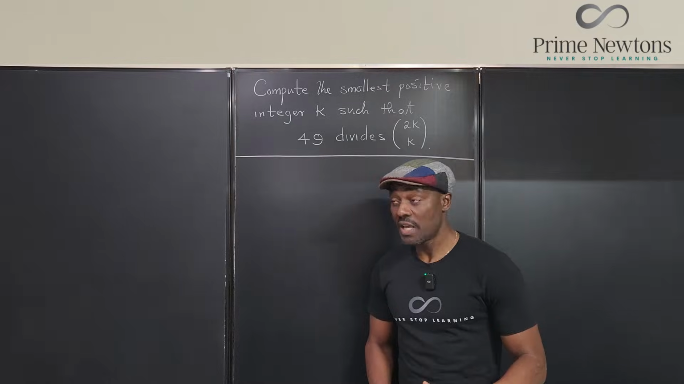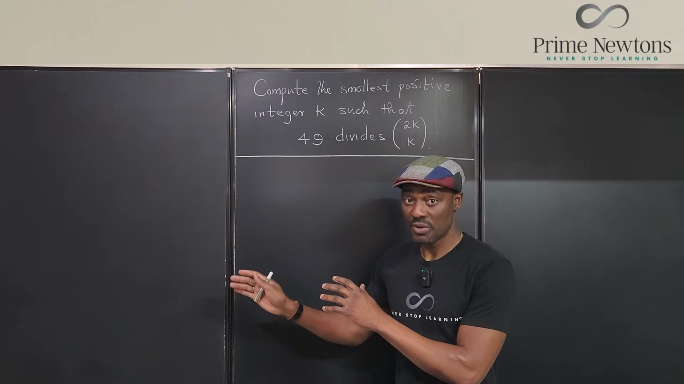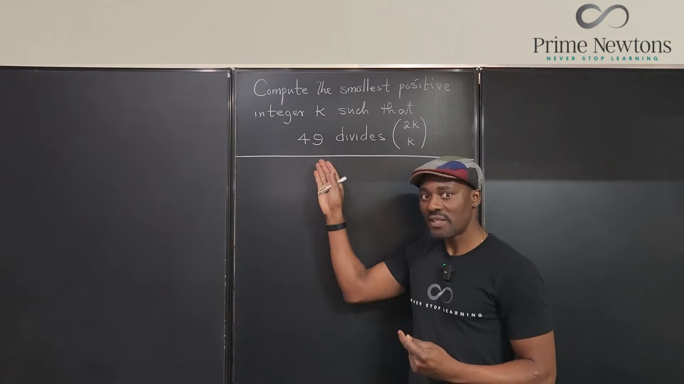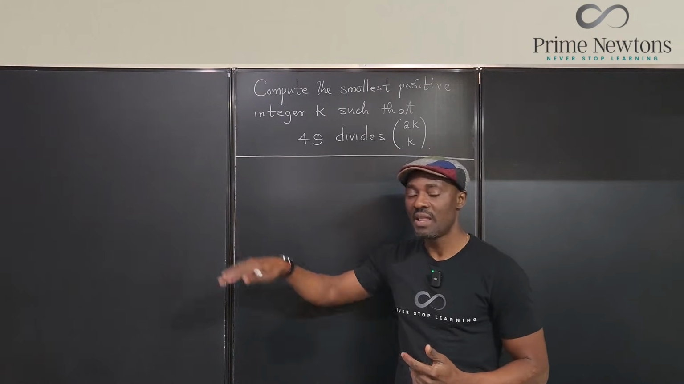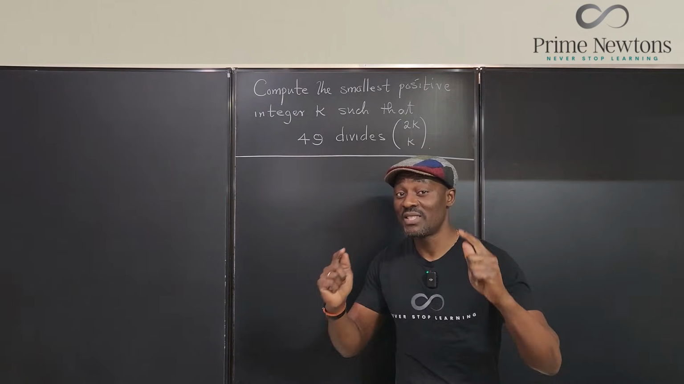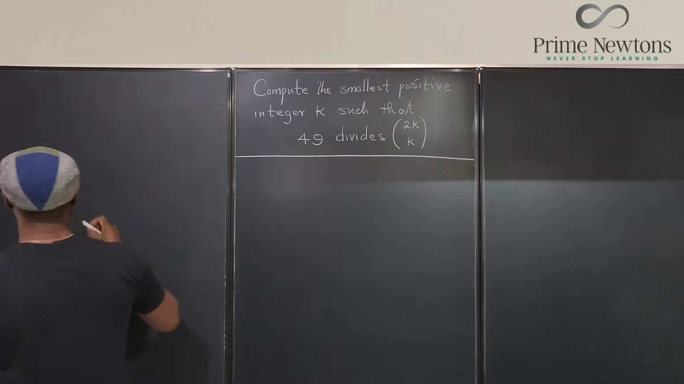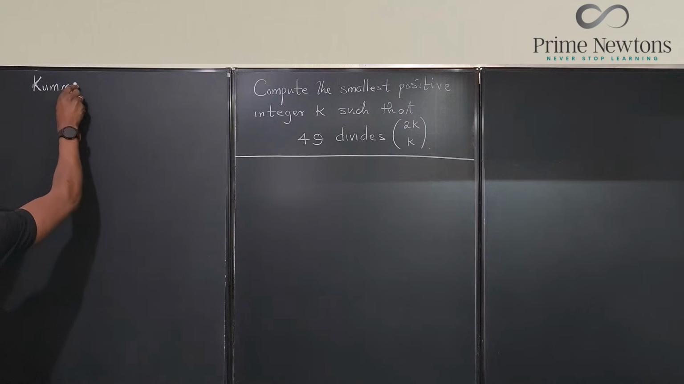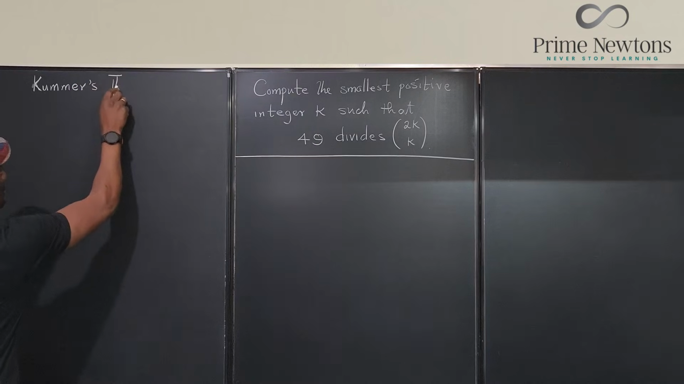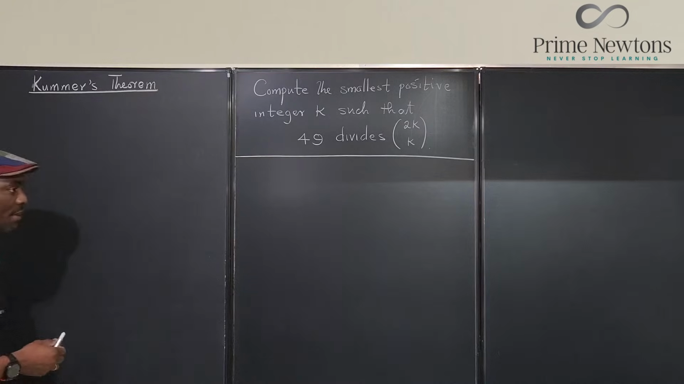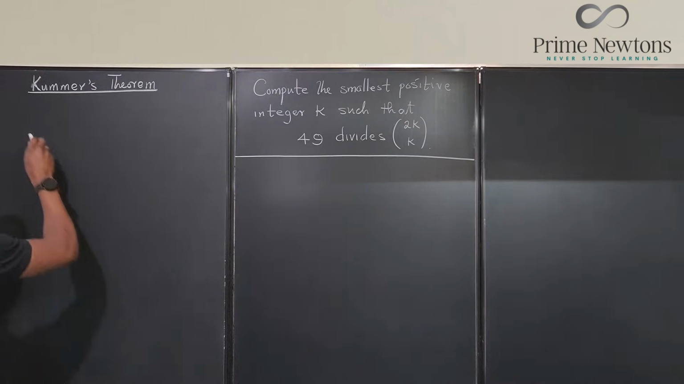So what I would do first is state Kummer's theorem, which is the whole idea of this problem, and then rewrite this problem to fit the theorem, and then we're going to do the work using just basic algebra and common sense. Okay, so let's state the theorem. The theorem says, this is Kummer's theorem. I'm going to state it the way I like to state it.